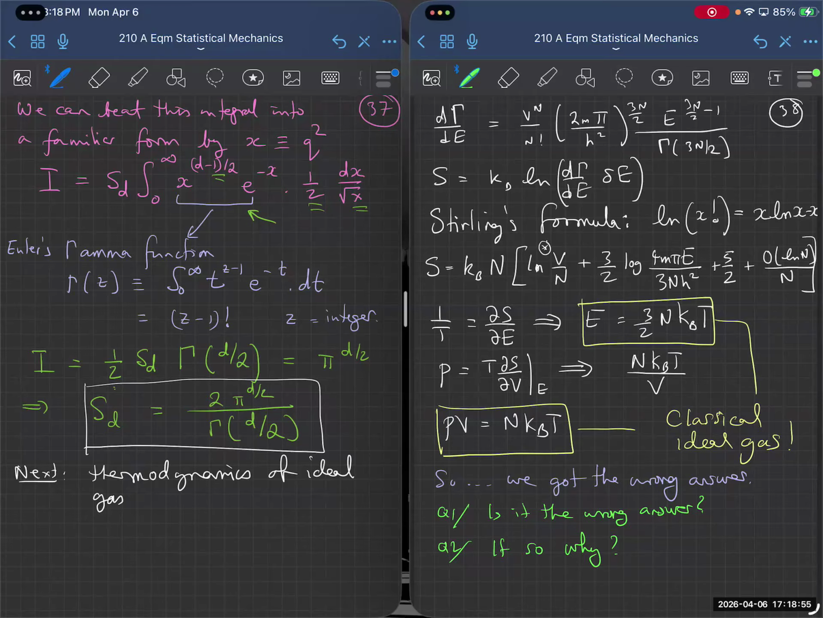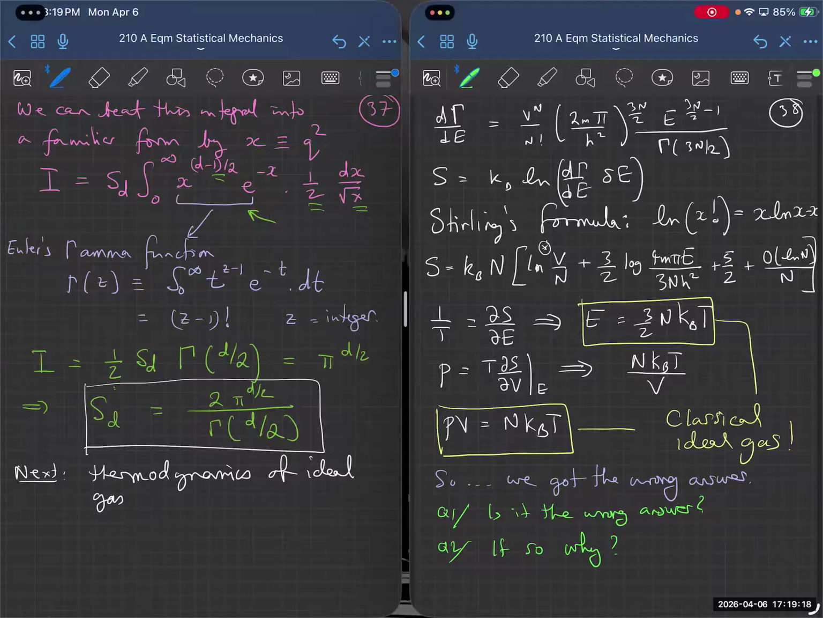Okay, so we got the equation of state. We got PV as nKT. We got the energy as 3/2 nKT. But if you look at our formula for the entropy, is that what you would get from classical mechanics? This is the formula you get for the classical gas, and you're absolutely right.